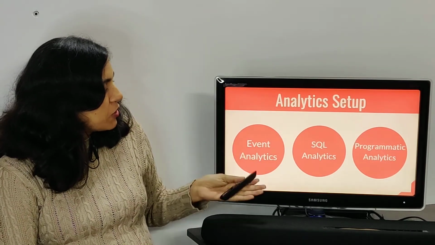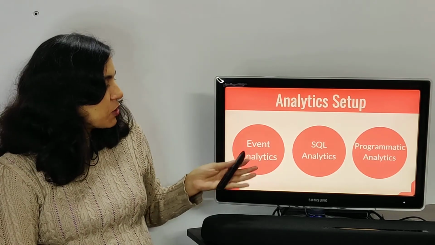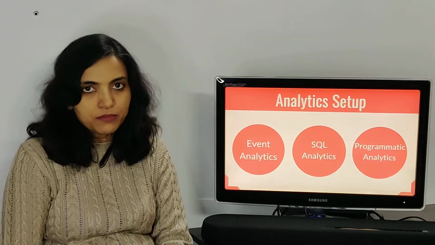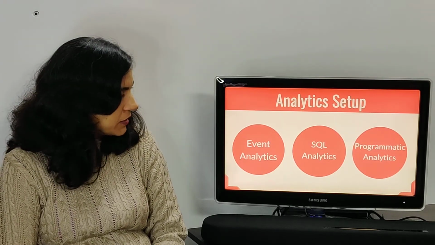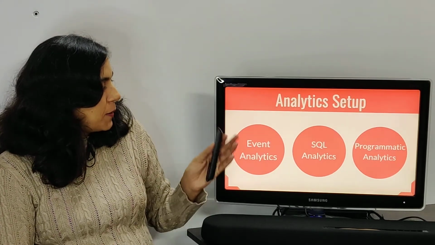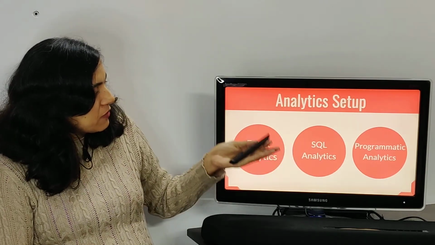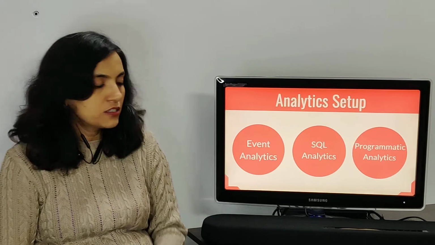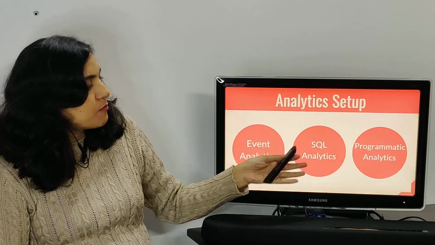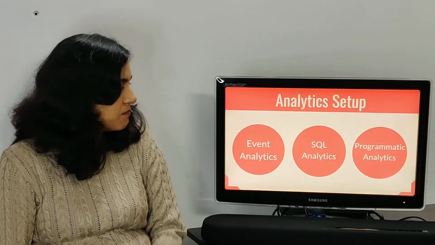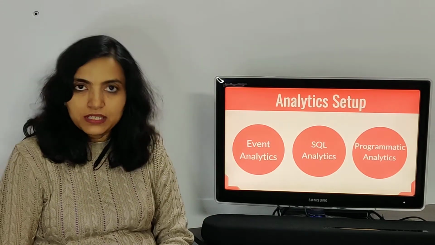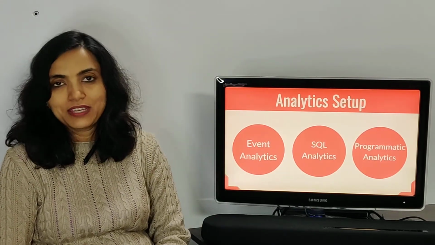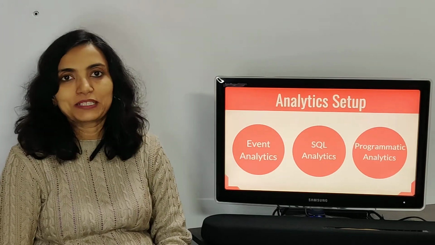So when you are solving an actual problem, you will probably end up using a combination of these different kinds of setup depending on all the questions that you have to answer. Between these three, for SQL and programmatic analytics, unless you are playing the role of the analyst yourself, you will end up taking help of a data or product analyst in your team. But event analytics is something that you should be able to do on your own, and I'm sure you will be able to after we have come to our episode on this topic.